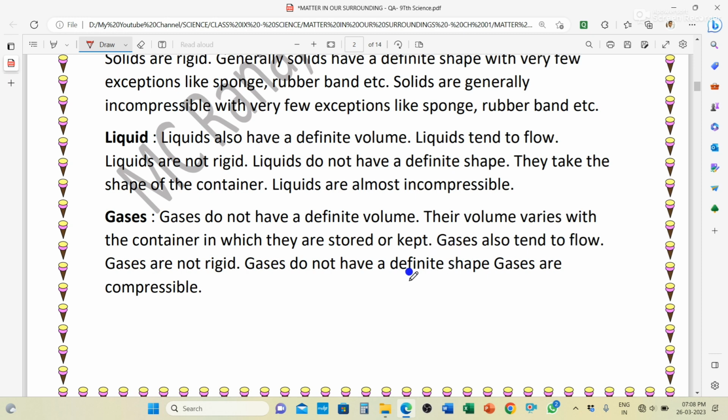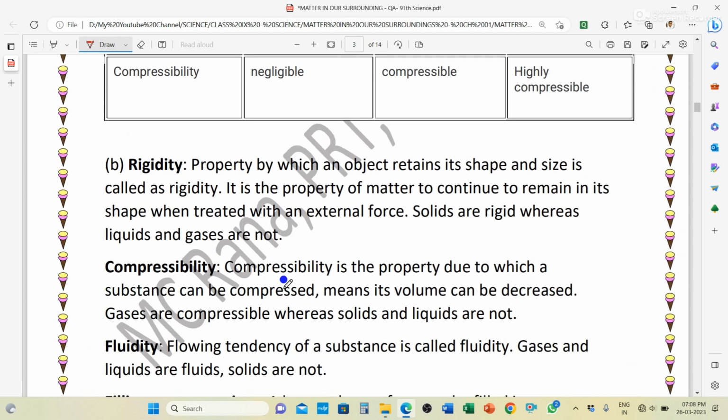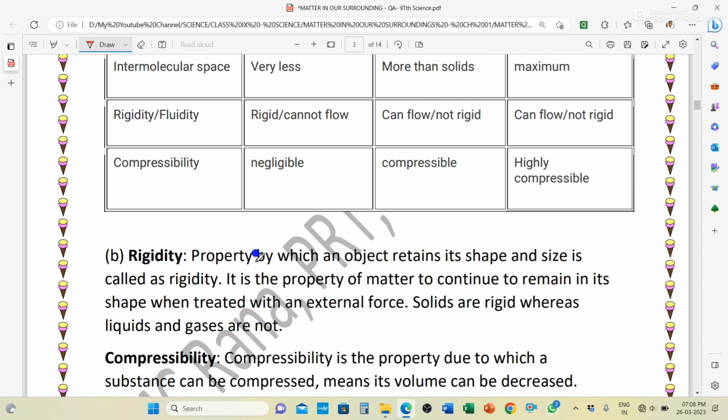Gases also tend to flow. Gases are not rigid. Gases do not have a definite shape. Gases are compressible. Okay. Now the next question. Question number B. We have to define some terms.